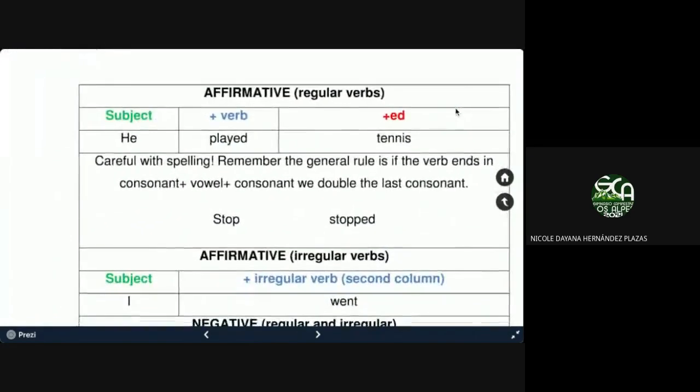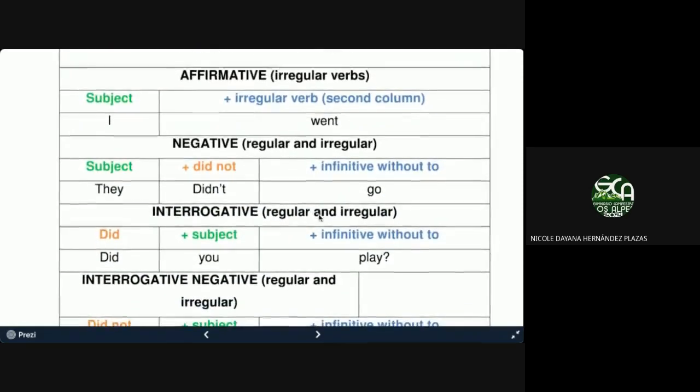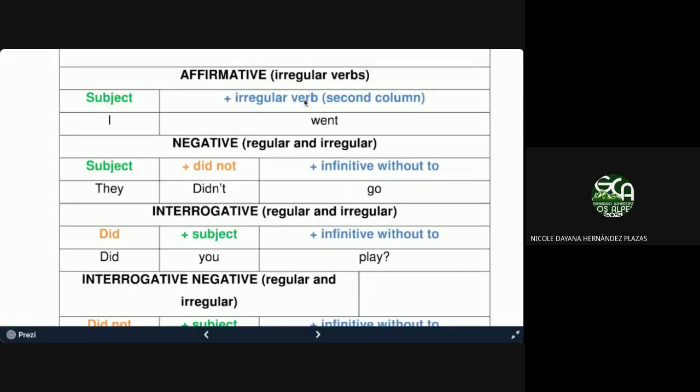Past simple, guys. This is not to take notes, but just for you to remember. In affirmative, you have your subject, your verb in past, and the ending, and this is with regular verbs. Okay? Remember that. Irregular verbs: the subject, the irregular verb, that is the second column of your list of verbs.